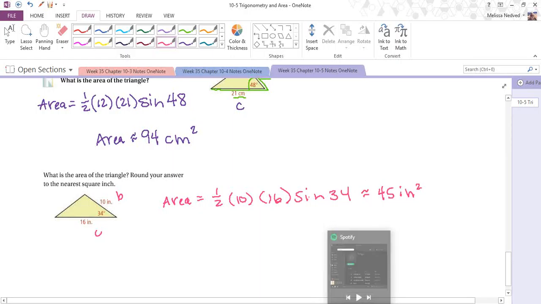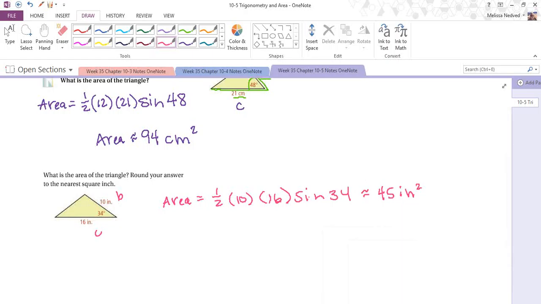So those are pretty nice, straightforward, as long as you have a side angle side triangle. So if you have questions on any of that, I know that the trig can be a little bit tricky in those first problems. Shoot me an email and I'll be happy to go over it with you.